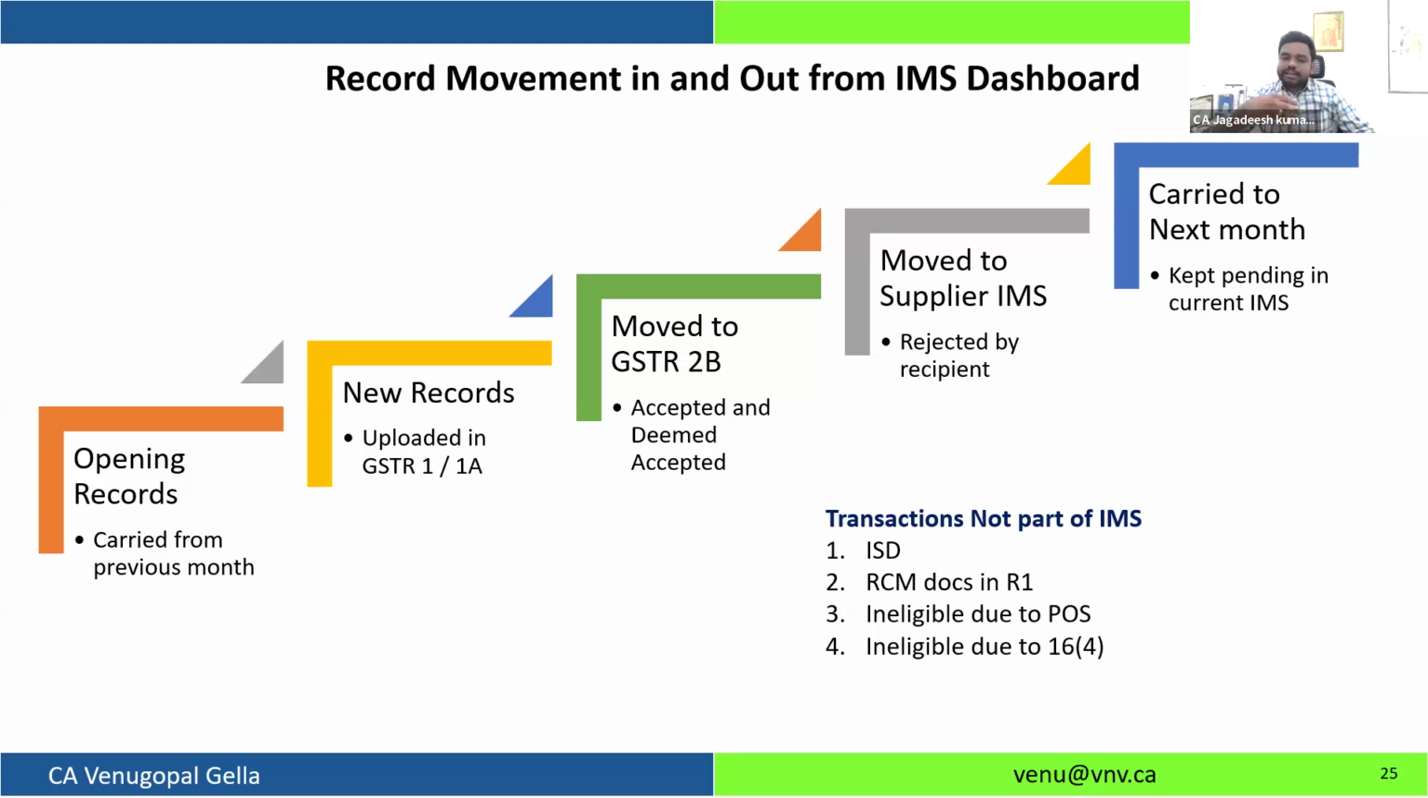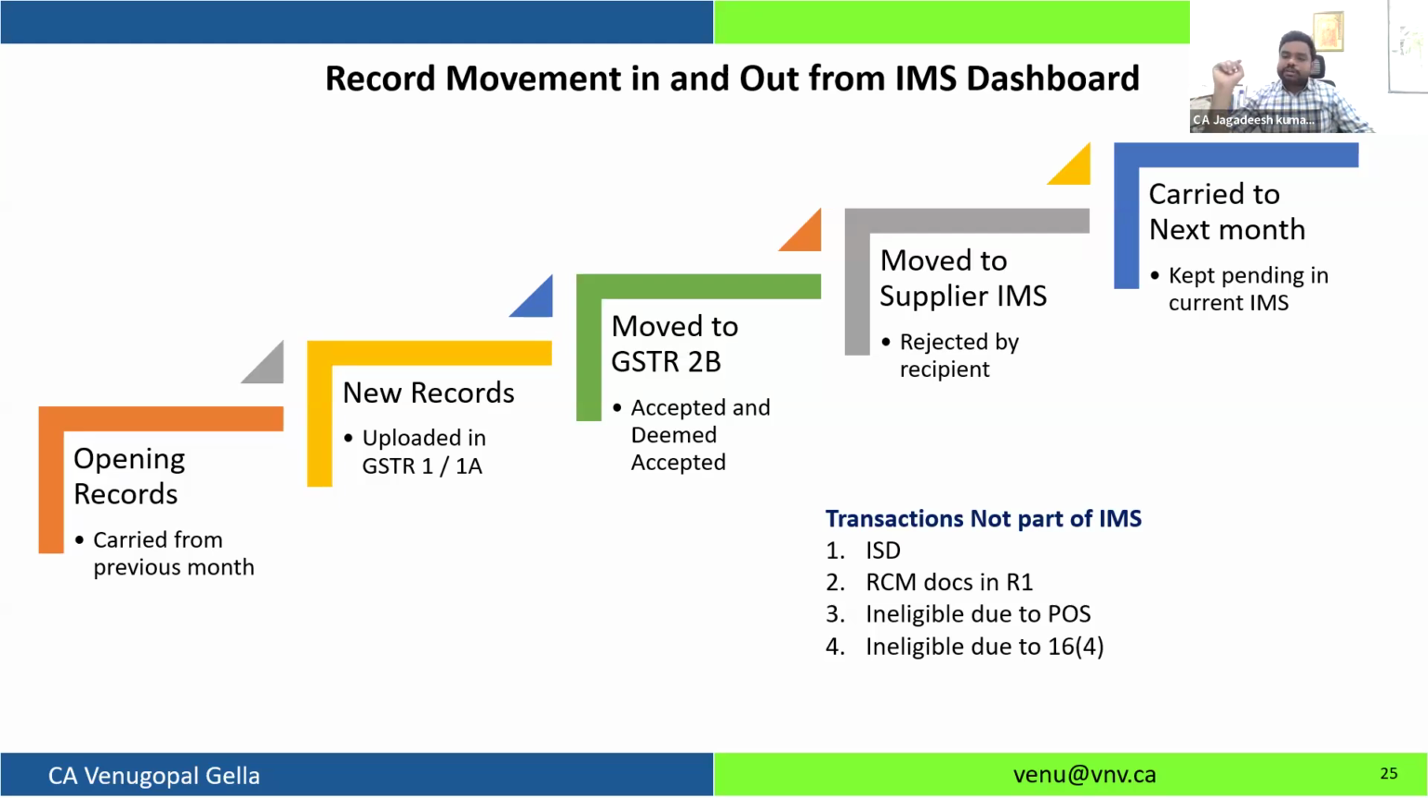Like the earlier example we discussed, Andhra Pradesh and Karnataka: I am having the registration in Karnataka, but I am having invoices with place of supply as Andhra Pradesh. In that case, I am not allowed to take the ITC. It is an ineligible invoice. It will go directly to my 2B in the ineligible section.